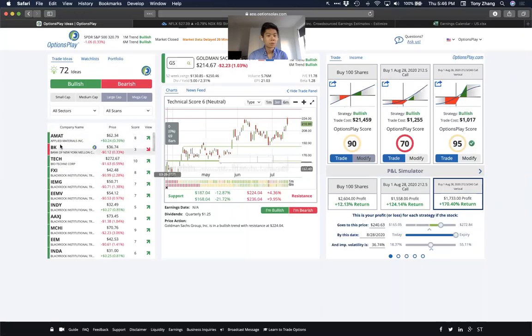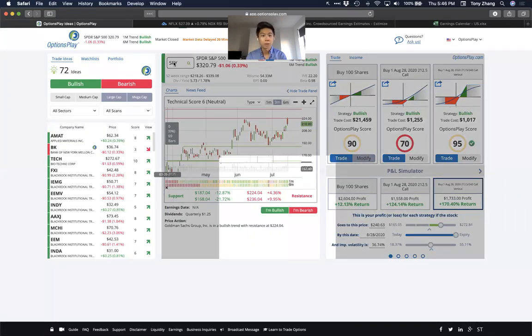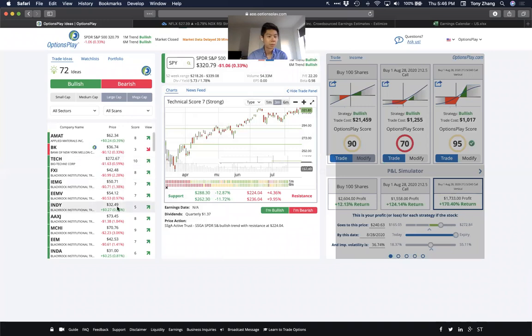Can you find ETFs using OptionsPlay? Yeah, absolutely. You can trade any ETF. SPY is an ETF, QQQ is an ETF. Any ETF you can name, you can find on OptionsPlay.